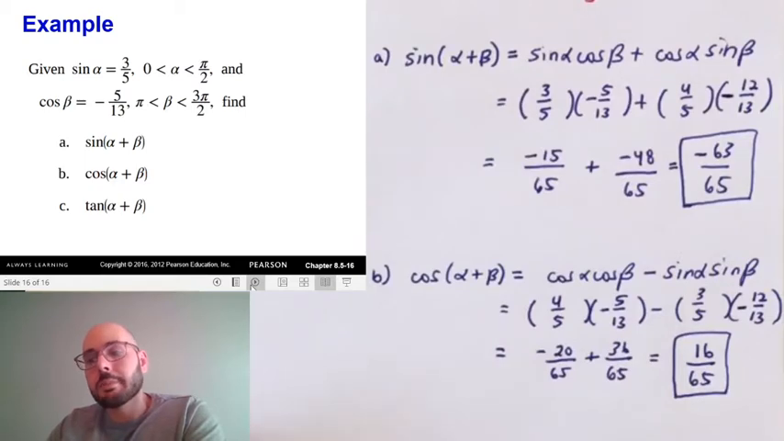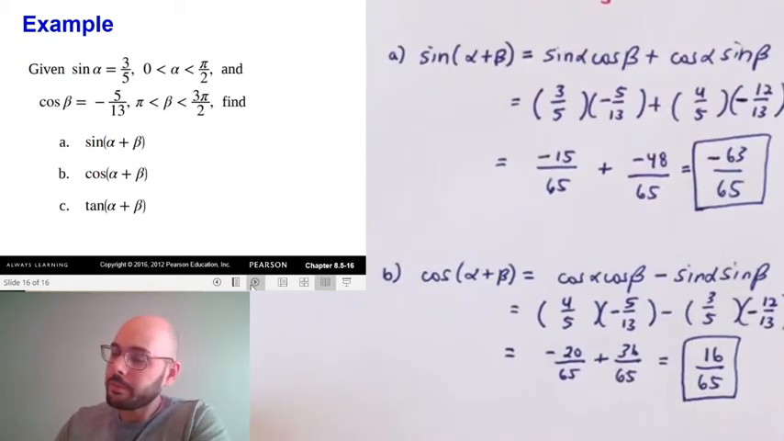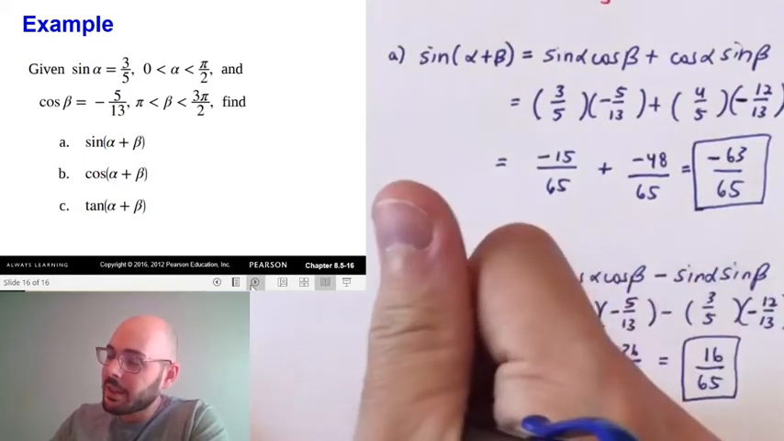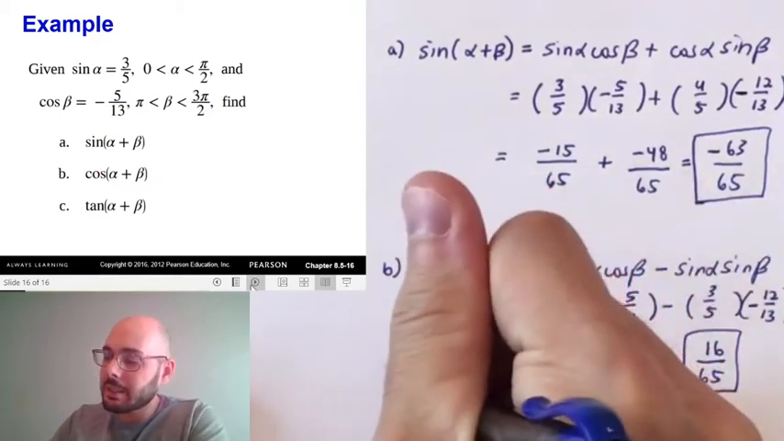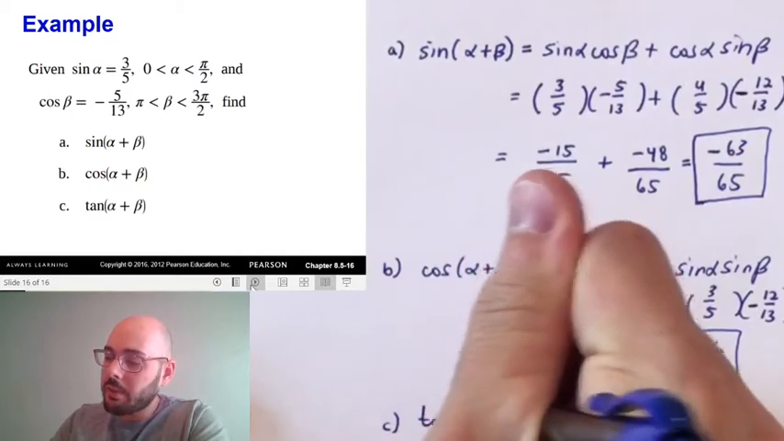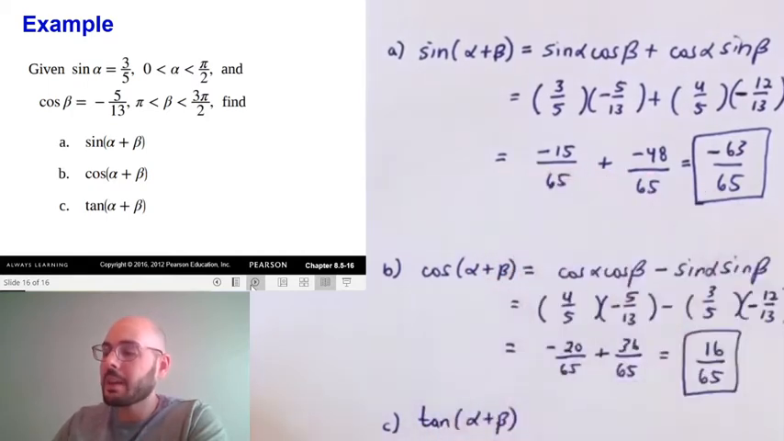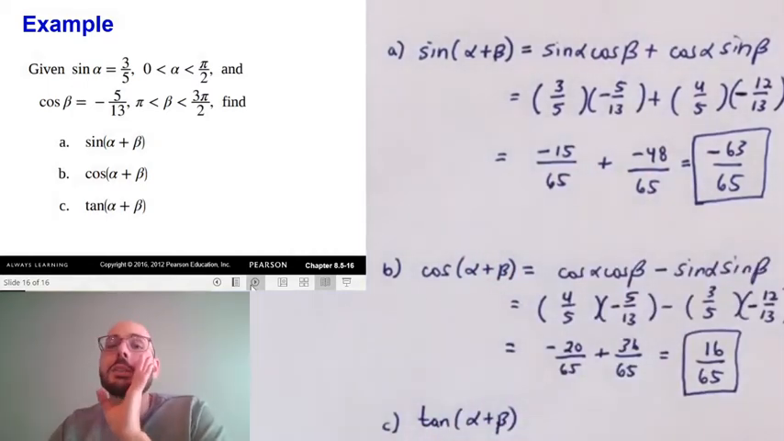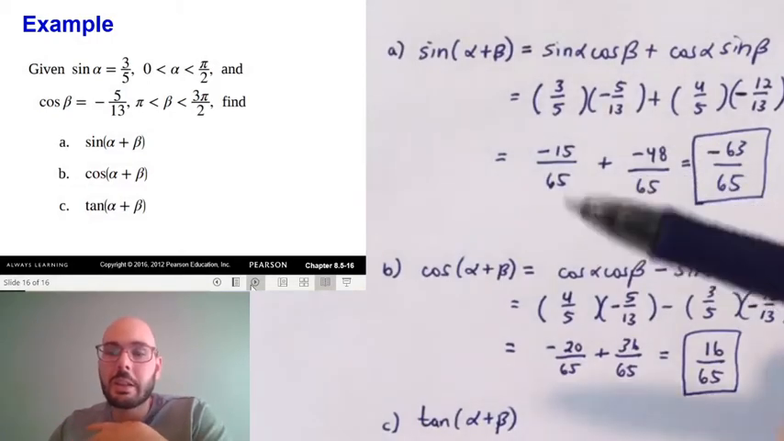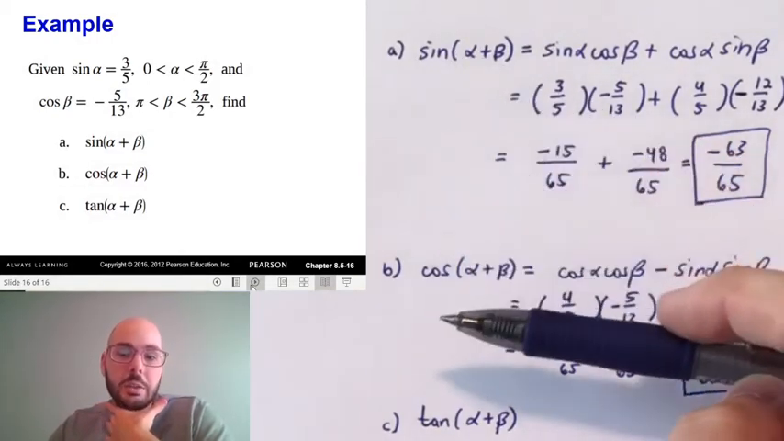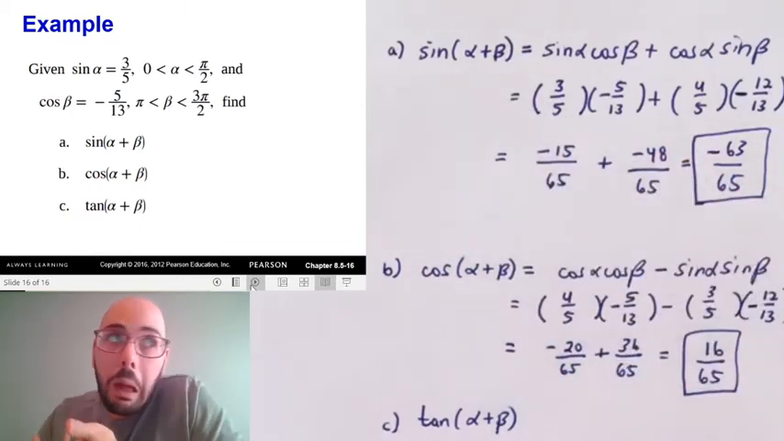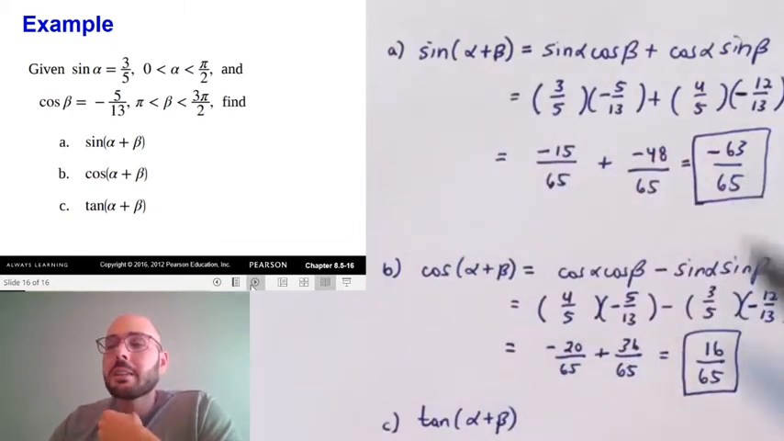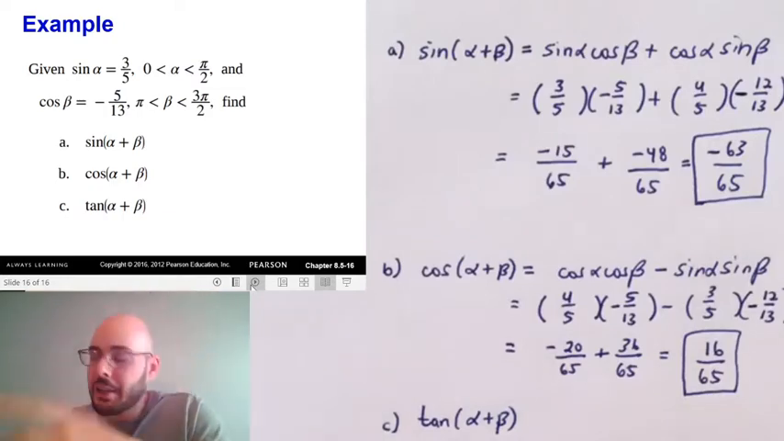All right, so there we go. In part C, there is an interesting kind of trick to this. So part C is tangent of alpha plus beta. I'll give you the trick, but I still want to practice using the formula. The trick is, we just found sine and cosine, and remember tangent is just sine over cosine. So you could just divide these two, and that should be the answer. But let's see how we can use the formula.